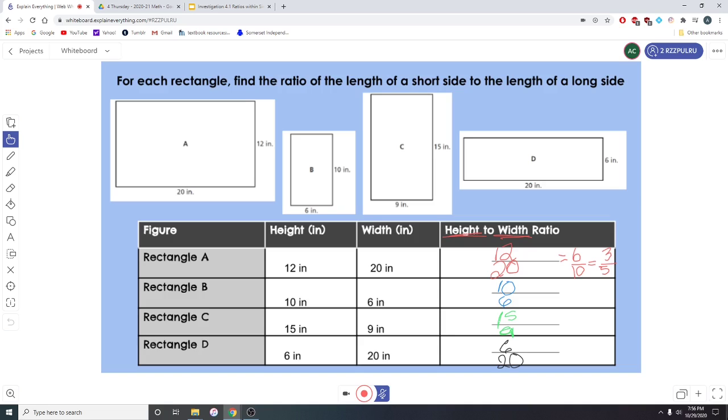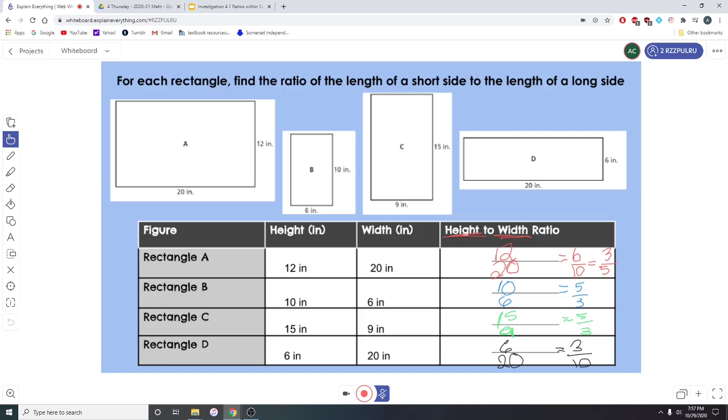Let's look at rectangle B. I can reduce 10 over 6 to 5 over 3. I can't reduce that anymore, but that is what I can reduce that to. Rectangle C can be reduced even further. Notice you can divide the top, the numerator, by 3 and the denominator by 3. This will become 5 over 3. And I can reduce rectangle D to 3 over 10.